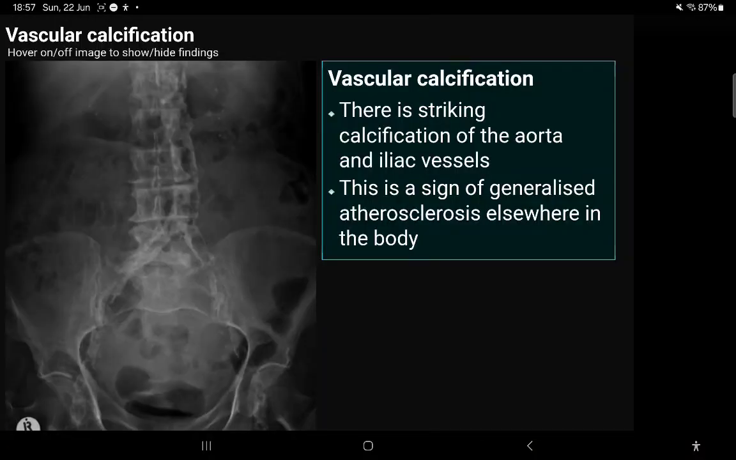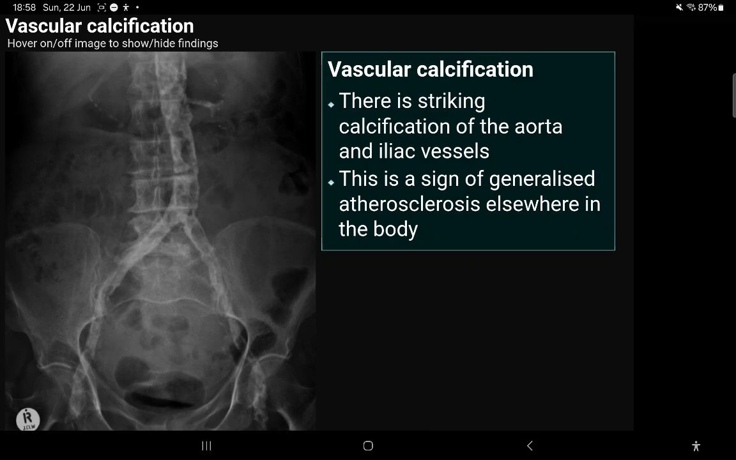In this image, we can see the calcification within the abdominal aorta and its branches without aneurysmal dilatation. Vascular calcifications: there is a striking calcification of the aorta and iliac vessels. This is a sign of generalized atherosclerosis elsewhere in the body. This is the calcification within the aorta, extending to the femoral vessels. Now moving to the next.